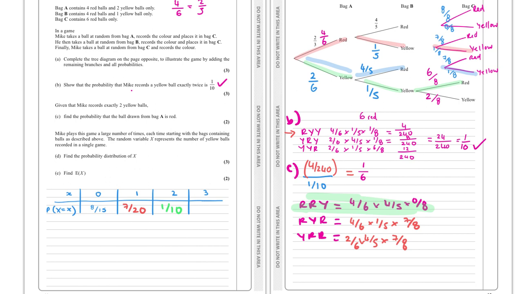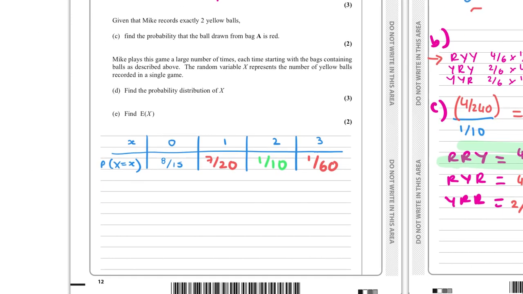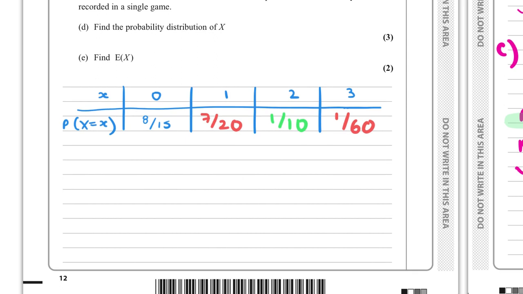Okay, and then getting 3 yellows. Now, if I want 3 yellows, I'm going to get 2 over 6 times 1 over 5 times 2 over 8. That is 4 over 240, which is in fact 1 over 60. Okay, brilliant. So there we go. We found the probability distribution. It's D.